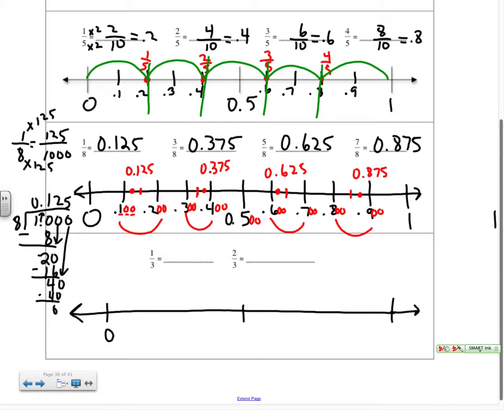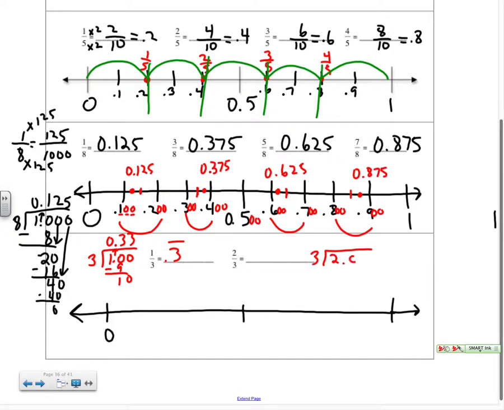The next one, 1/3 and 2/3. Well, if I remember from doing my changing fractions into decimals, I would have to do 1 divided by 3. And if I do this, I can see that 3 is going to repeat. So this is actually a repeating decimal. And 2/3 is, well, I'll go through the process. You might already know this.